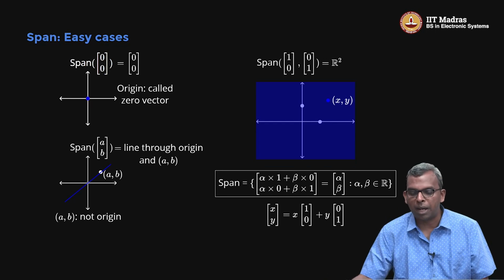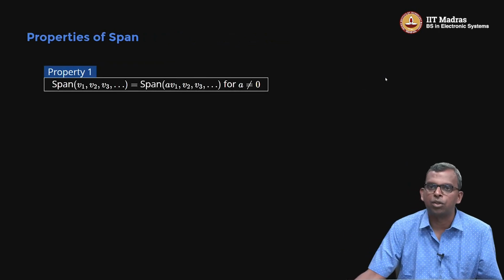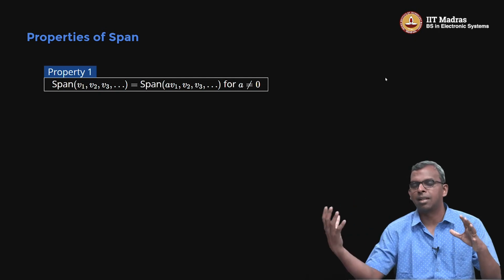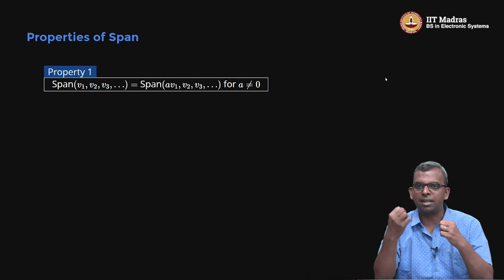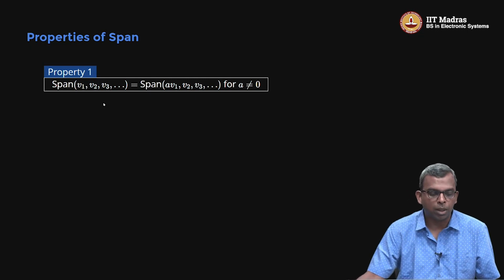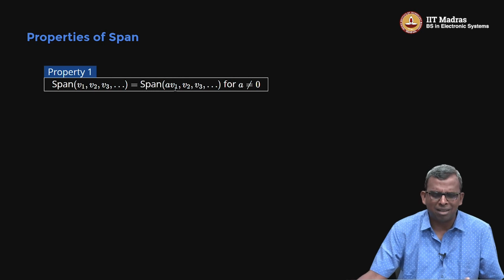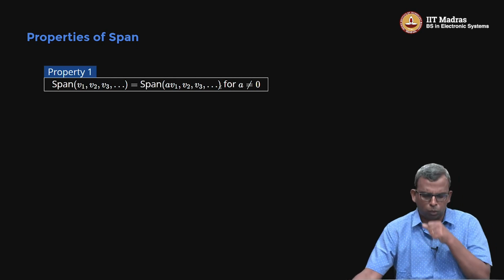Let's look at the span of more complicated looking vectors than this. To do that, we need a couple of important properties of span. Remember, anytime we wanted to extend our results, we had to think logically about extending some ideas and our understanding of what the defined object is. So here is the crucial observation. The first property: if you have a span of a set of vectors v1, v2, v3, and you multiply the first vector, v1, by a non-zero number a, you will get the same span. It can be any other vector also; I'm just showing you with the first one.